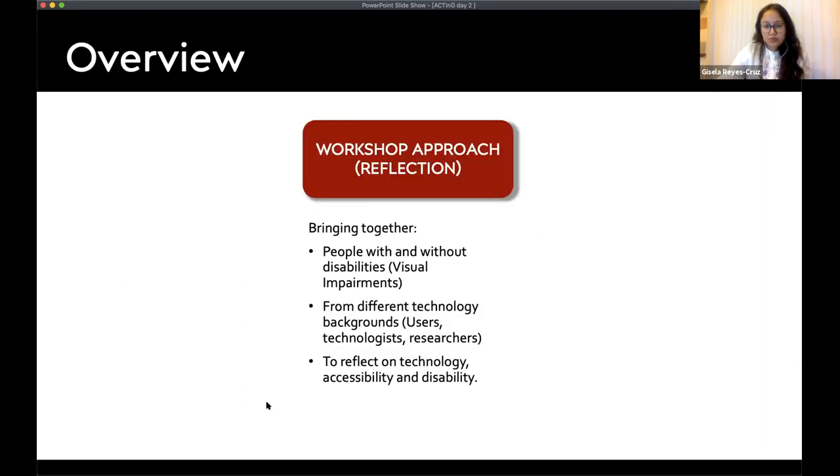And as I was saying, one of the main contributions of my PhD is a workshop approach that I defined and implemented throughout my studies, which was focused on reflection. The aim was to bring people together with and without disabilities, in my case, visual impairments, from different technology backgrounds. So they were users, designers, developers, researchers, who also have varying degrees of knowledge in accessibility, some of them from their own lived experience and others from their work. And they were also people who didn't really know anything about accessibility, but they were interested in learning about it. So I brought them all together to reflect on technology, accessibility, and disability.